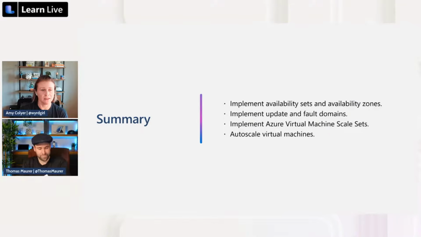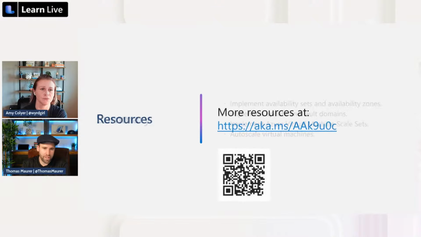But we do a good summary. We implemented availability sets and zones. We implemented the update and fault domains with the beautiful drawings from Thomas on the zones. Using Azure Virtual Machine Scale Sets. And again, if you do that demo, it really does a nice deep dive into it. And then auto scaling your virtual machines. I feel like there's some pretty good stuff in this, also when you learn for the AZ-104 exam.